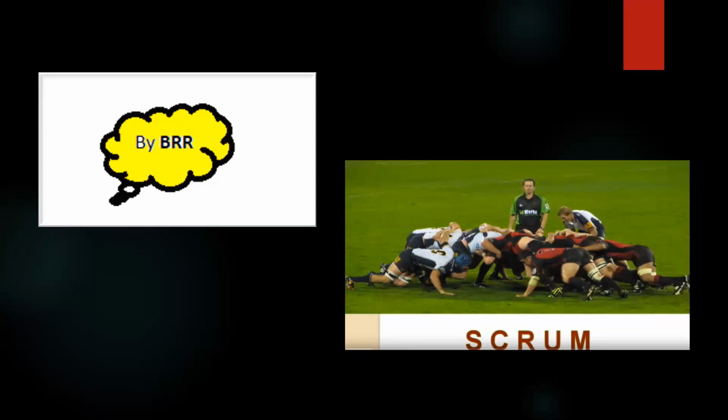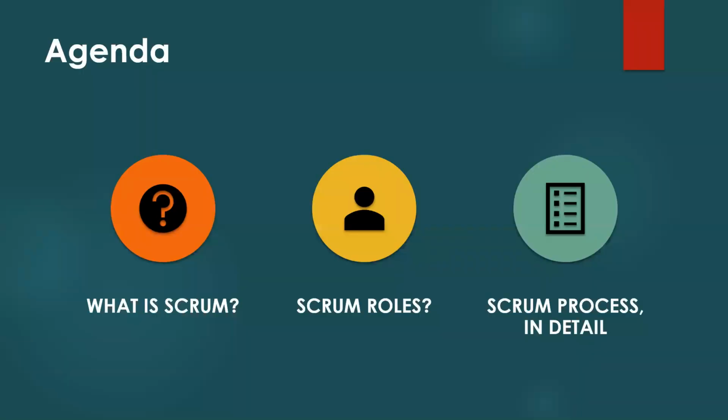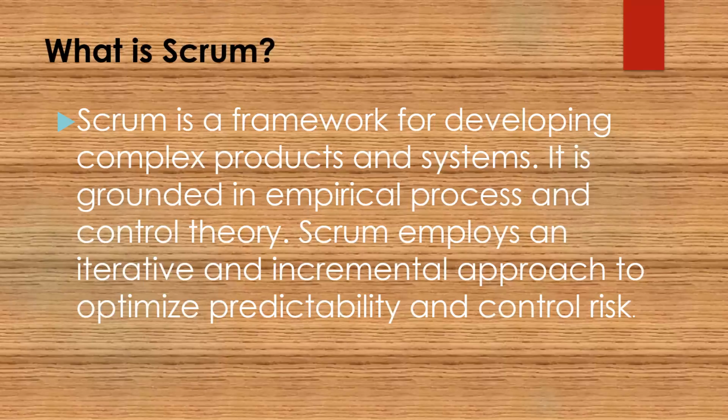So in this methodology, I am going to cover these things. The agenda is what is Scrum, the Scrum rules, and the Scrum process in detail. The Scrum definition is: Scrum is a framework for developing complex products and systems. It is grounded in empirical process and control theory. Please note this term, empirical process; I will explain it in a moment.